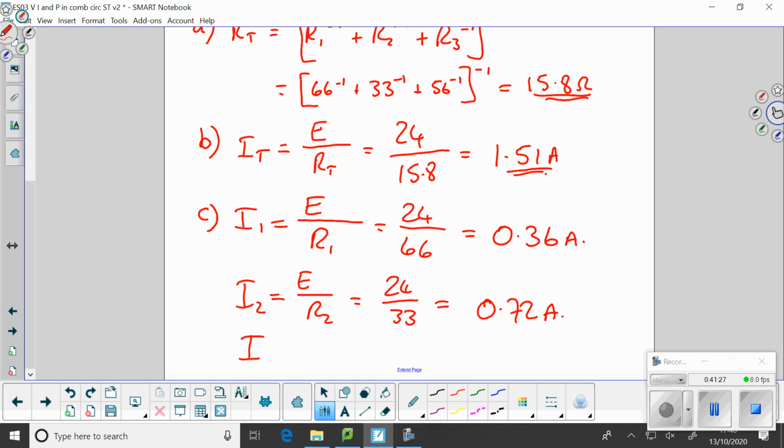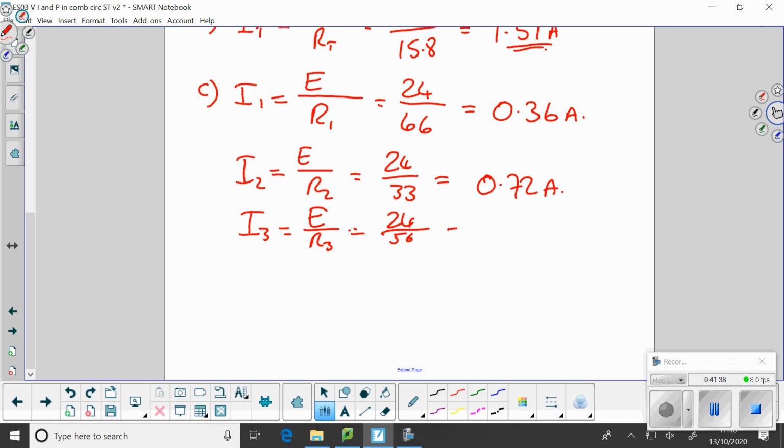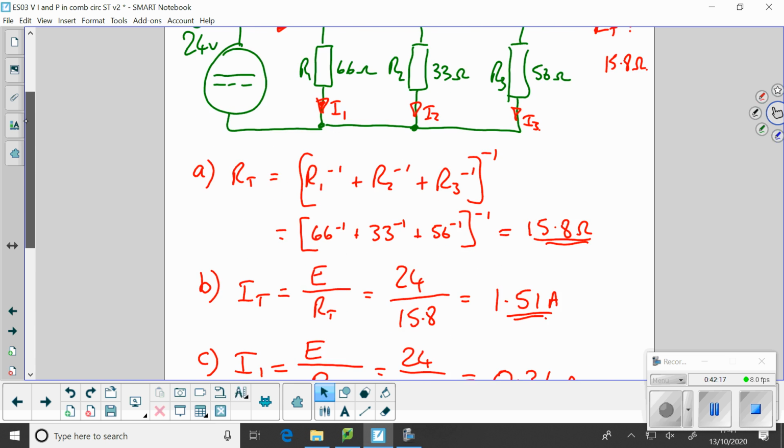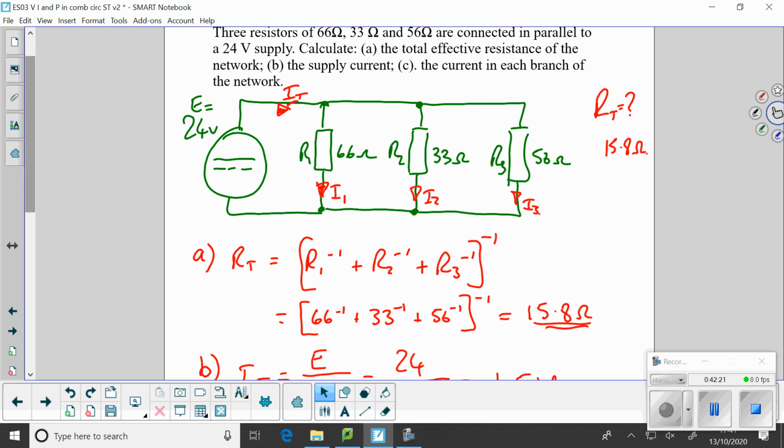And I3 is E over R3, 24 over 66 equals 0.46. And what are all them add up to? Yeah, more or less 1.5. Approximately they add up to the total current. If you carried all your results through, they'd add up exactly to the total current, because Kirchhoff's law says these three currents must add up to the total current.